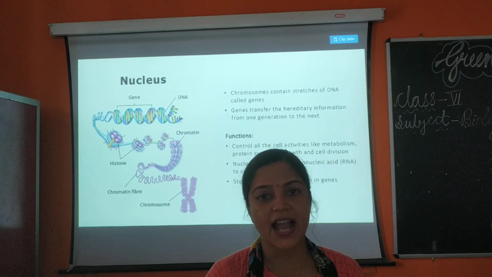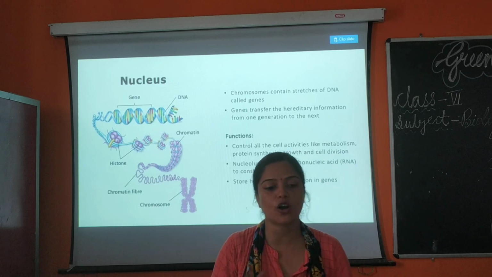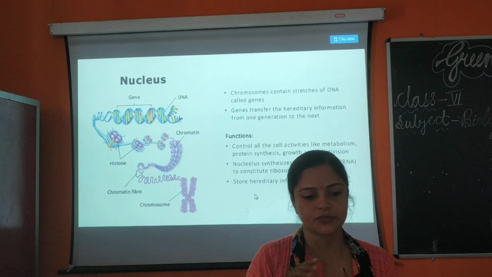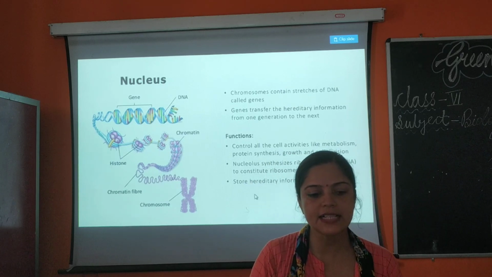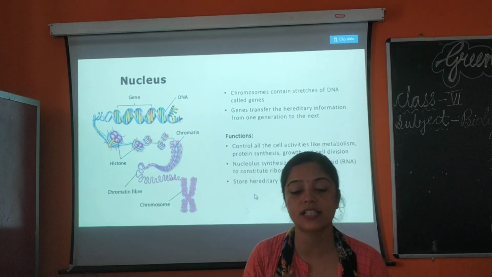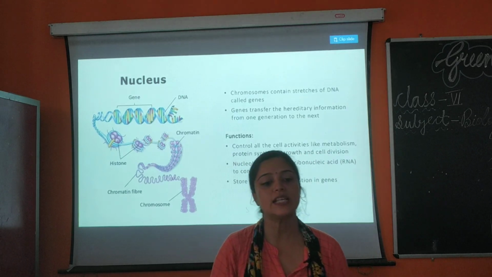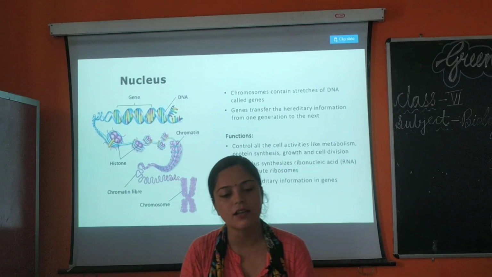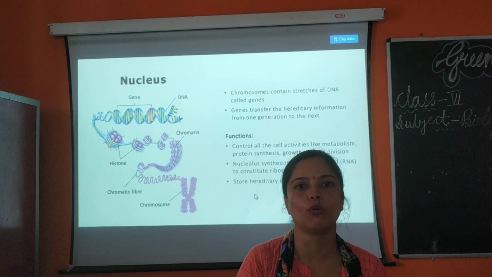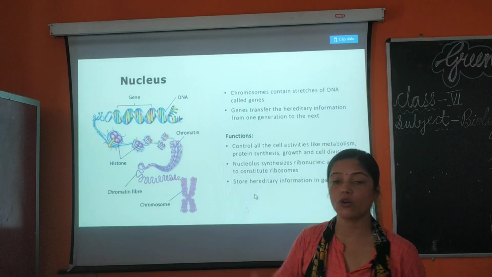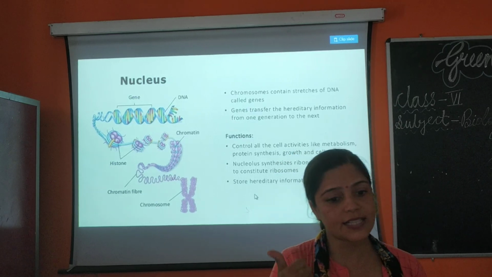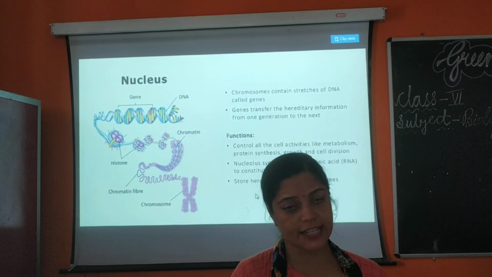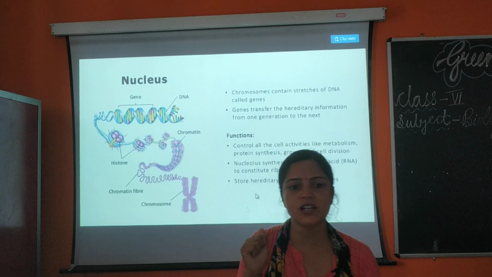Now chromatin. As I told you, chromatin is a network of thin thread-like structures. These are made up of DNA, deoxyribonucleic acid, and during cell division, the chromatin material condenses and forms thick ribbon-like structures that are called chromosomes. And when I talk about the function of the nucleus, what does it do? It controls all the activities of the cell. The main function is that it controls all the activities of a cell.